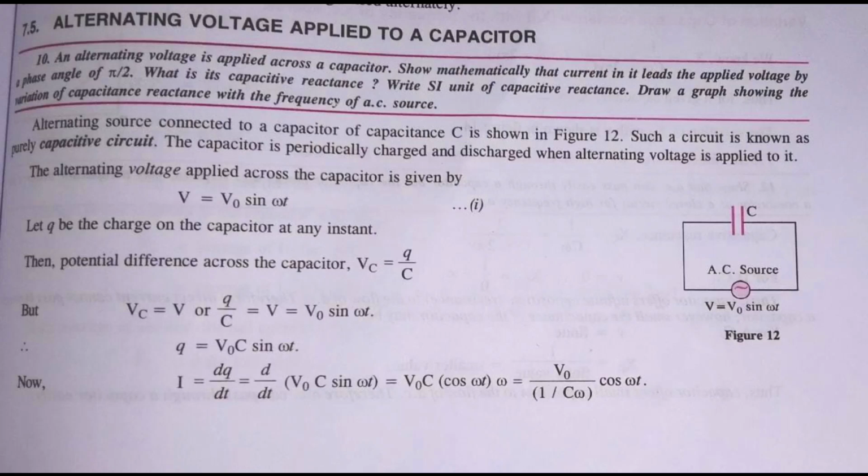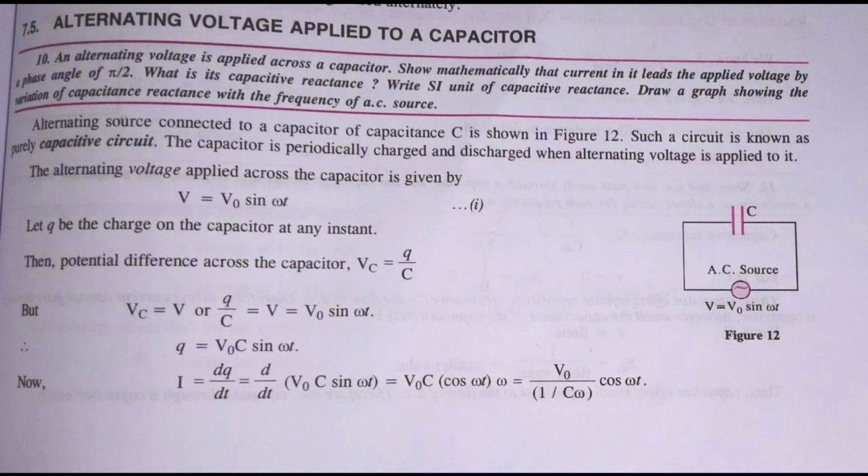First of all, as the voltage is applied, we are aware of the formula of the alternating voltage: V is equal to V naught sine omega t. Let Q be the charge on the capacitor at any instant, and we know the formula of the potential difference, that is equal to Q upon C. But in this case we can replace V_C with V, the alternating applied voltage. Then interchanging the terms, we get the value of Q as V naught C sine omega t.